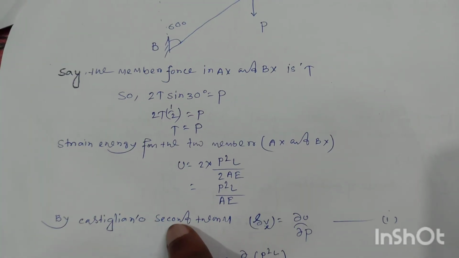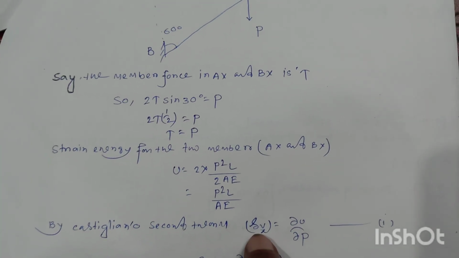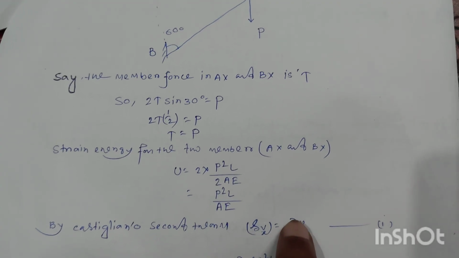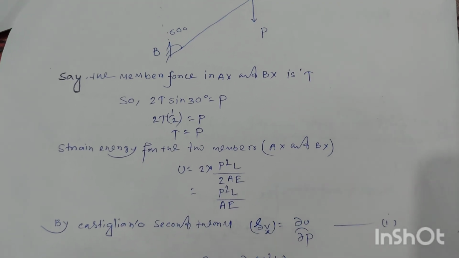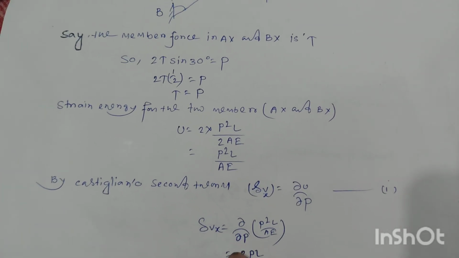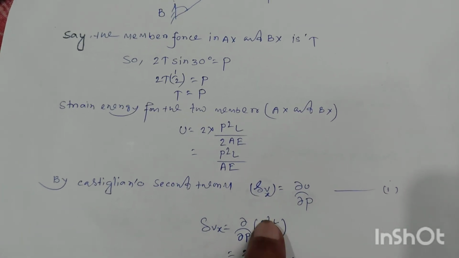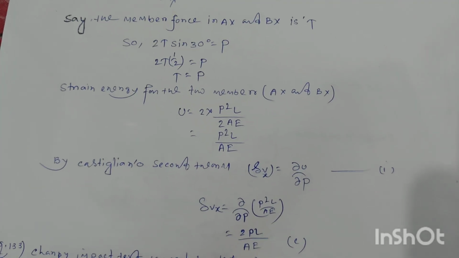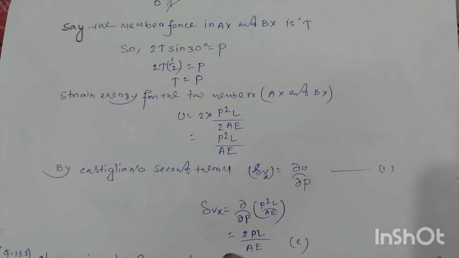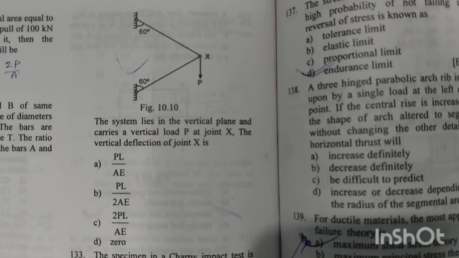And by Castigliano's second theorem we know the vertical deflection at a point X is equal to the partial derivative of the strain energy with respect to the load. So del Vx will be equal to del by del P of the strain energy, P square L by A. And if we calculate, del Vx will be equal to 2PL by A. Option C is the right answer.